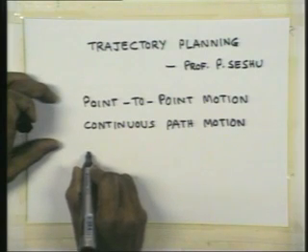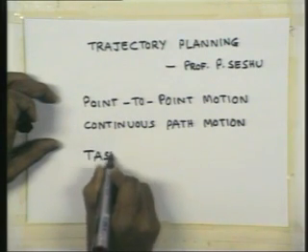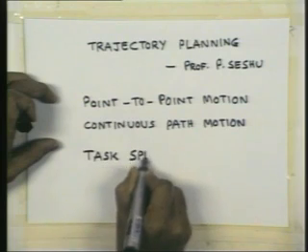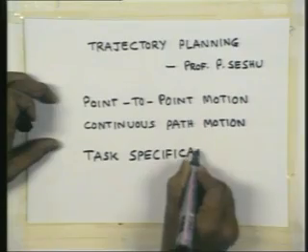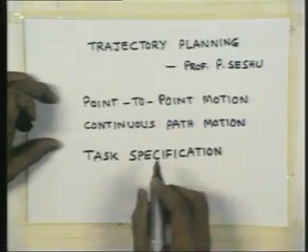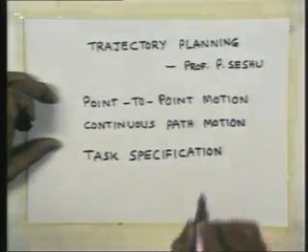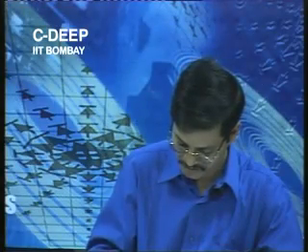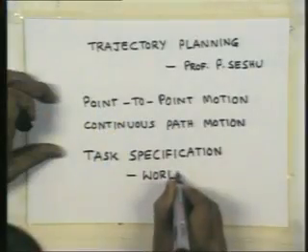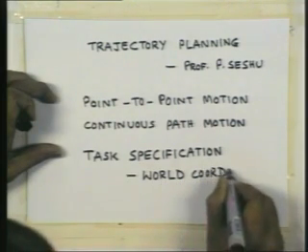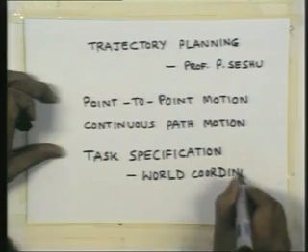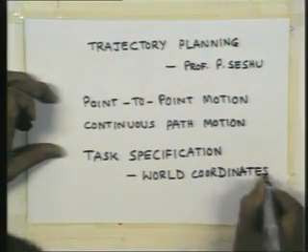So natural task specification, I would say, takes place in terms of the 3D space world coordinate frame. You are familiar with world coordinates and the tool coordinates, robot coordinates, and so on and so forth. So specifying it in terms of the 3D space in which the end effector operates, that is natural for the user.